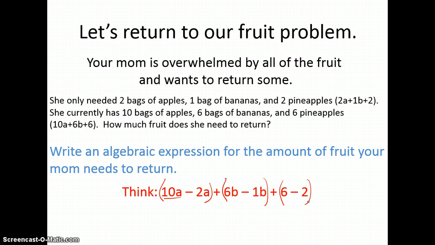I've put the like terms next to each other so that I can go ahead and combine them. I would get, when I combine 10a minus 2a, I subtract the coefficients to get 8a. 6b minus 1b is 5b, and 6 minus 2 is 4. So your mom needs to return 8 bags of apples plus 5 bags of bananas plus 4 pineapples.